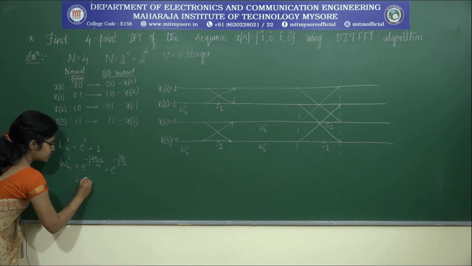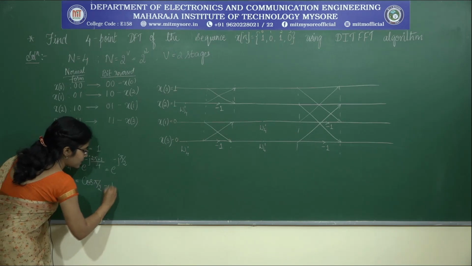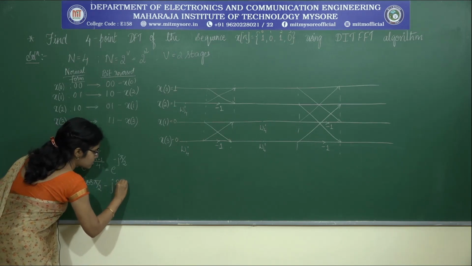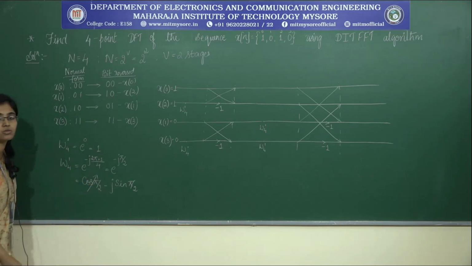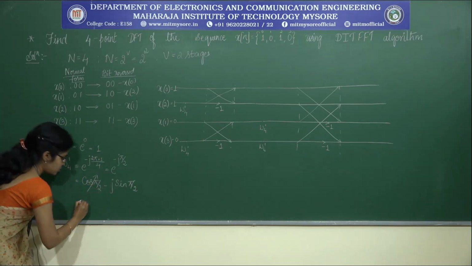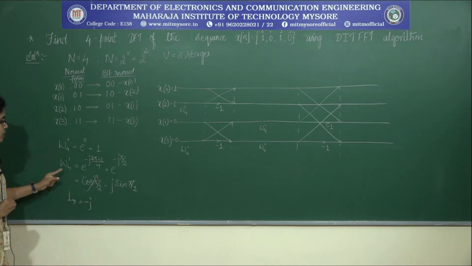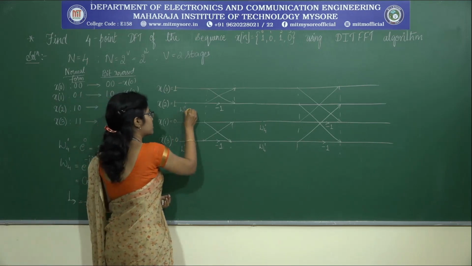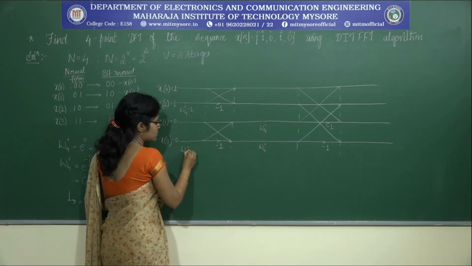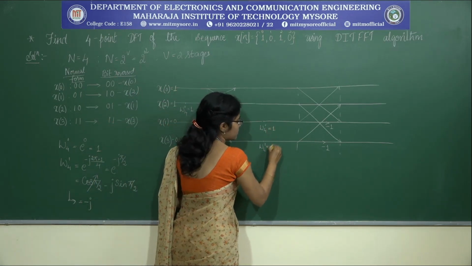So if I rewrite this, I can write it as cos pi by 2 minus j sin pi by 2. We know cos pi by 2 is 0, so sin pi by 2 is 1. So if I substitute it here, I will get minus j. So what is the value for omega 4 to the power of 1? It is minus j. So let us substitute it here. Omega 4 power 0 is 1, so this is also 1. This is 1. This is minus j.